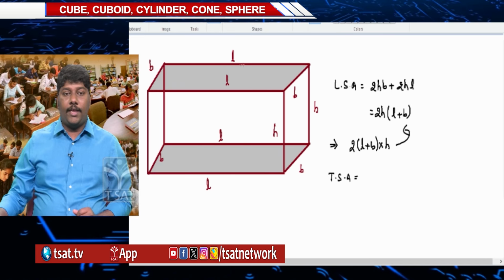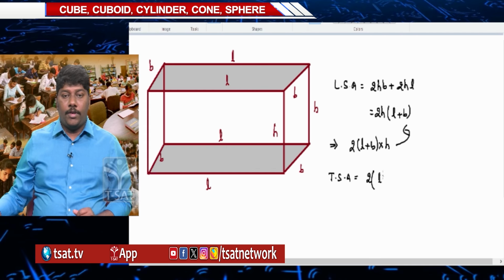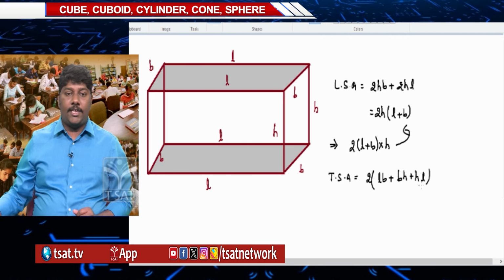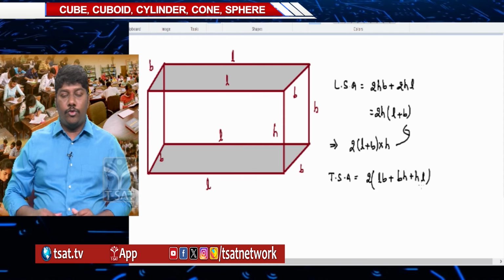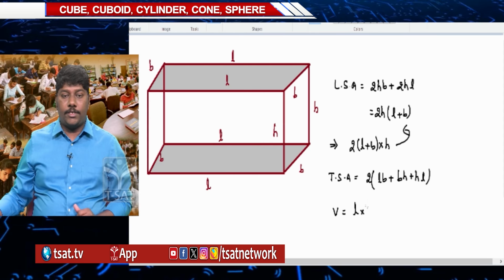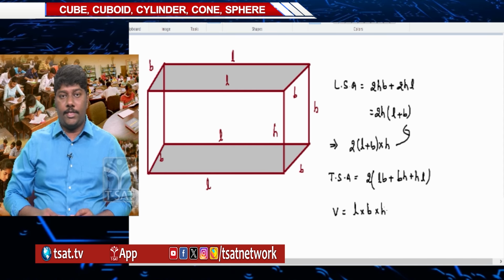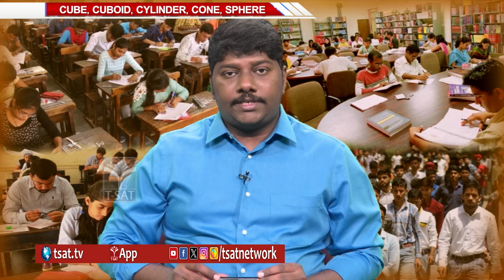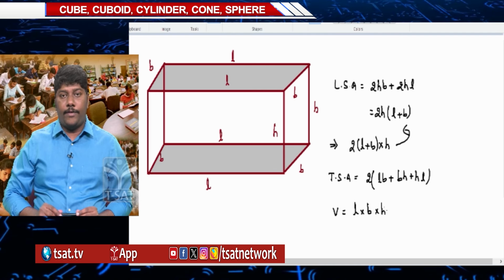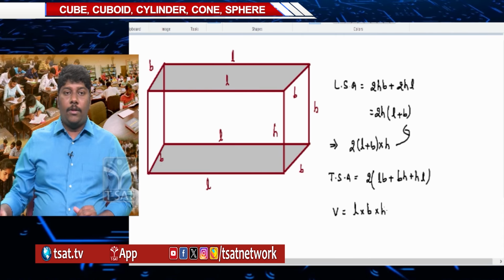So, here 2 rectangle areas are what? LB and LB. So, we can say it is 2 times: 2 LBs are there, 2 BHs are there, 2 HLs are there. So, this is the total surface area of the cuboid. When it comes to volume, it is simply length into breadth into height. So, volume of the cuboid is base area into height, where base area is a rectangular area, that is L into B, height is H, therefore, LBH is the volume of the cuboid.